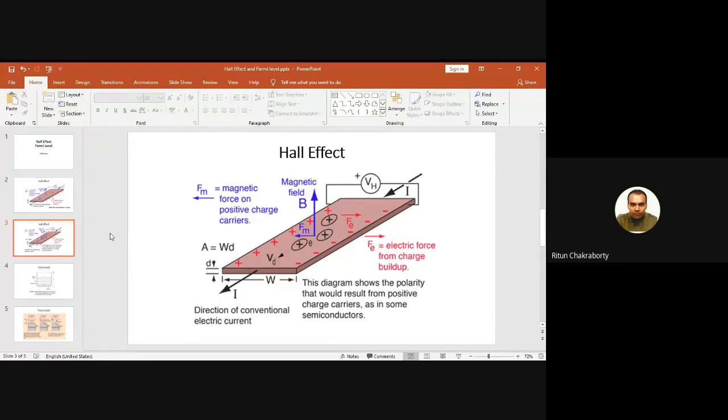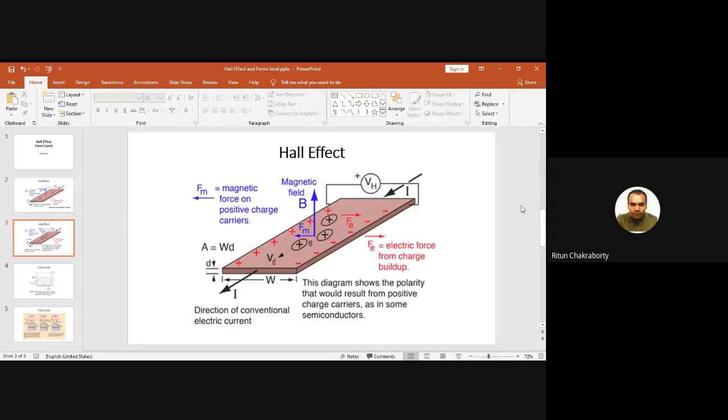So this is more or less it. If you read this, Hall effect is a very popular phenomenon in physics. You have done the practical in the last semester also. I think you can understand it from the figure, more or less.